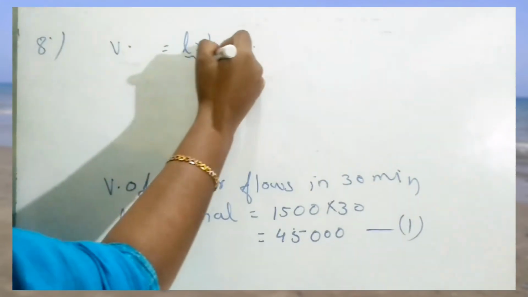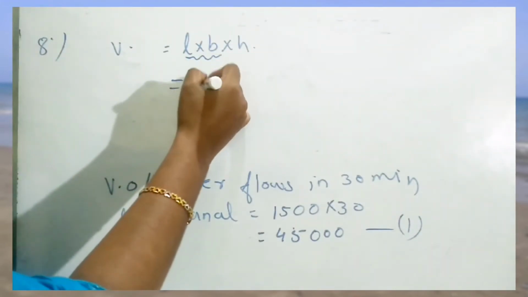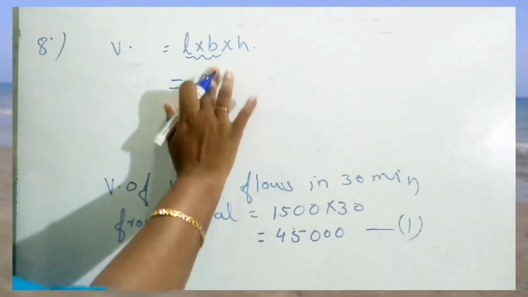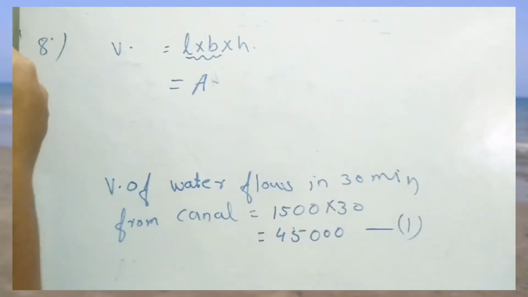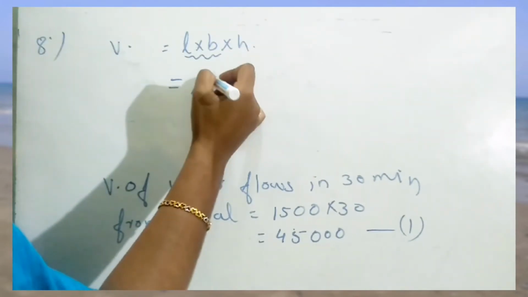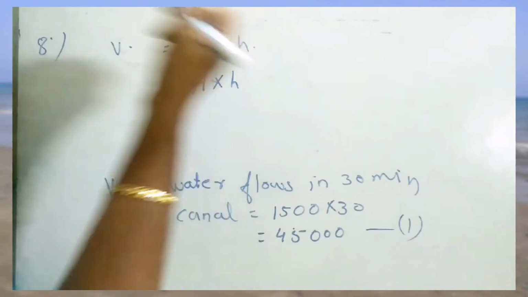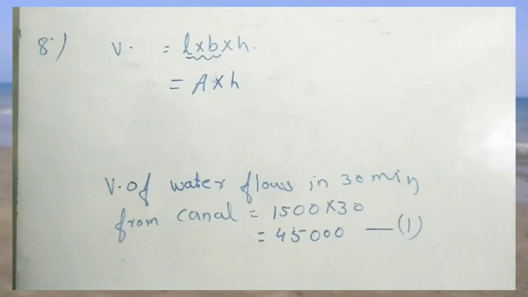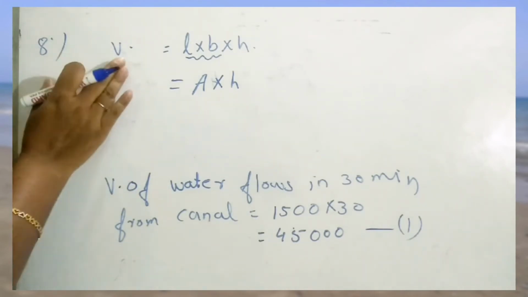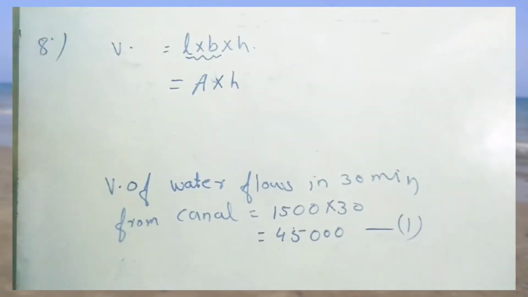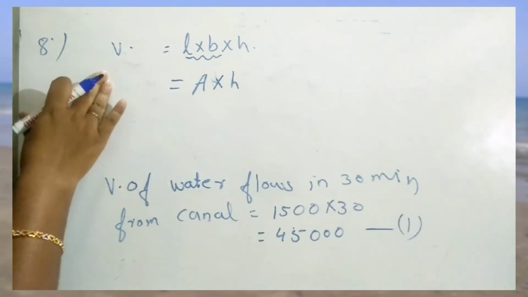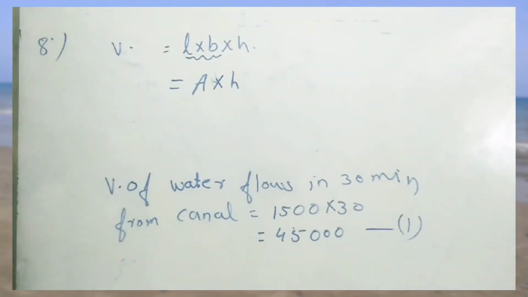What is this length into breadth? That is actually area, right? So this volume is actually area into height. So the relation between volume and area is: volume is equal to area into height.